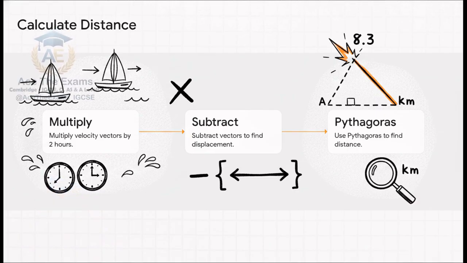Calculating the magnitude gives us a final distance of 8.3 kilometers. They are exactly 8.3 kilometers apart. This is the true power of vector math, pinpoint accuracy from just a few variables.